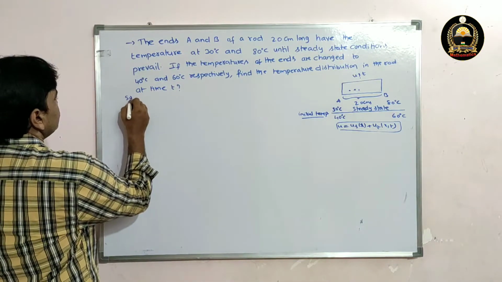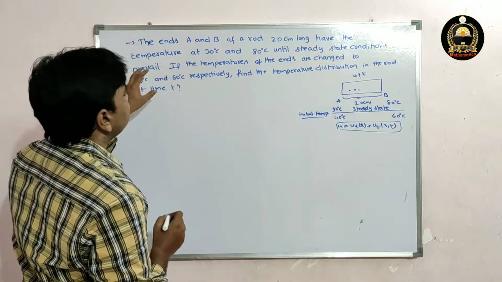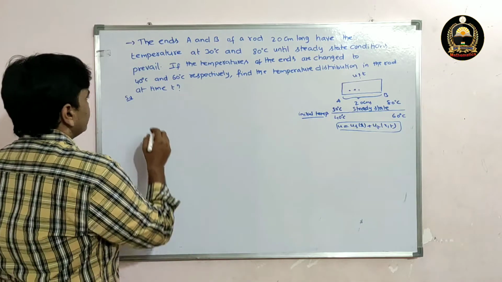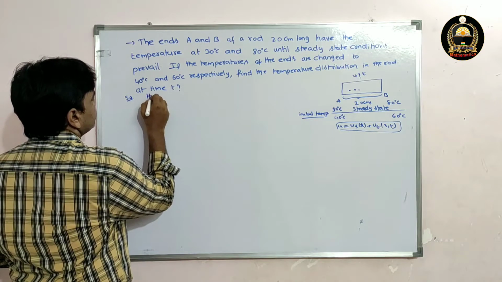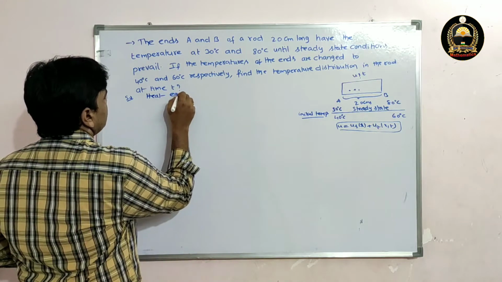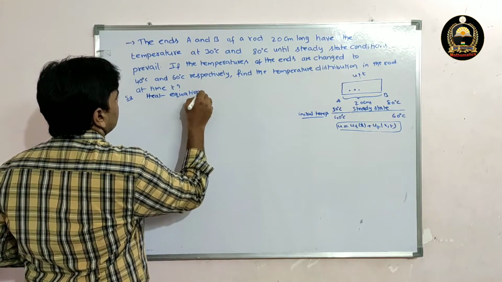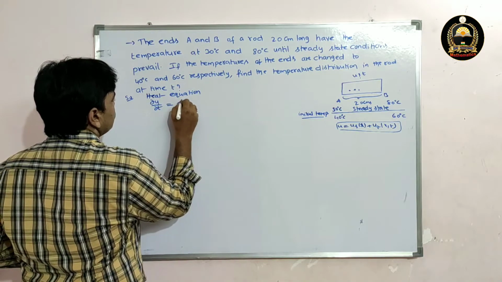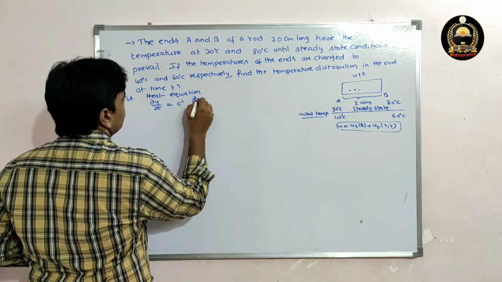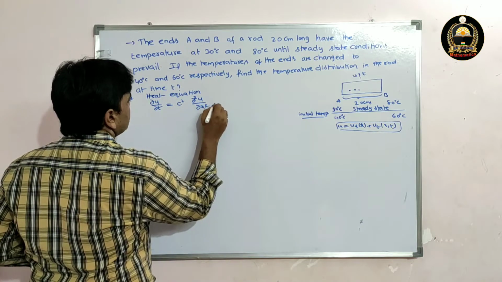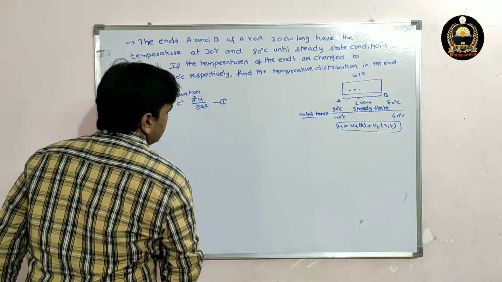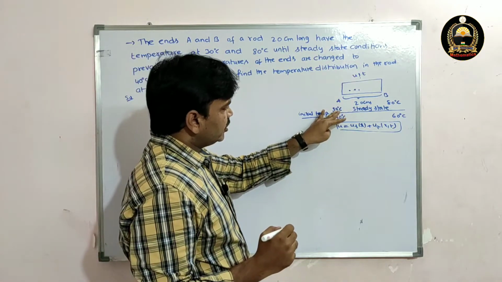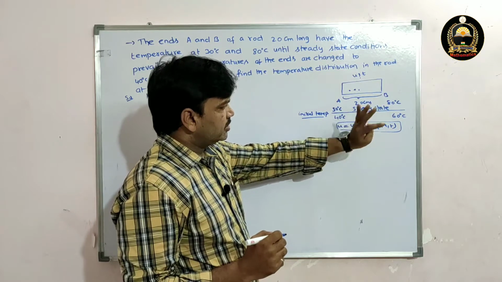So, solution. It is the one-dimensional heat flow equation, students. So the heat equation. What is the heat equation, students? Dou U by dou t is equal to c square into dou square U by dou x square. So this is equation 1, students.